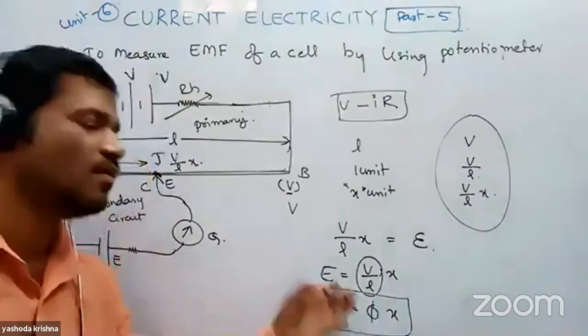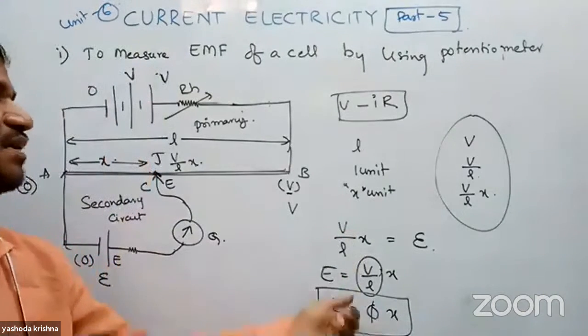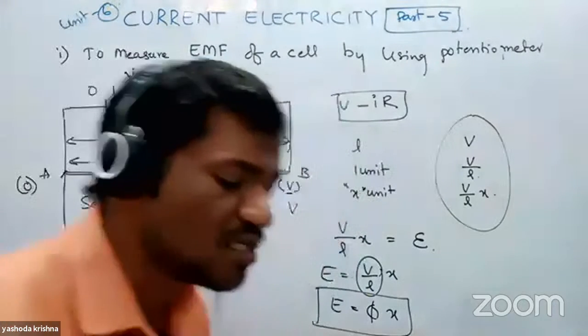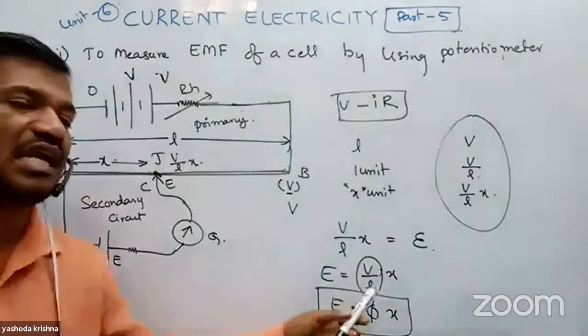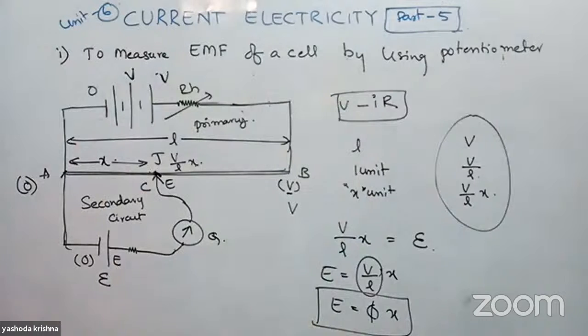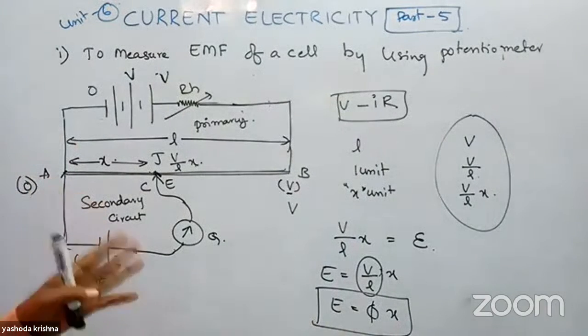What is pi? A constant. How do we define that constant? Potential drop per unit length, for the potentiometer wire. Okay, right.